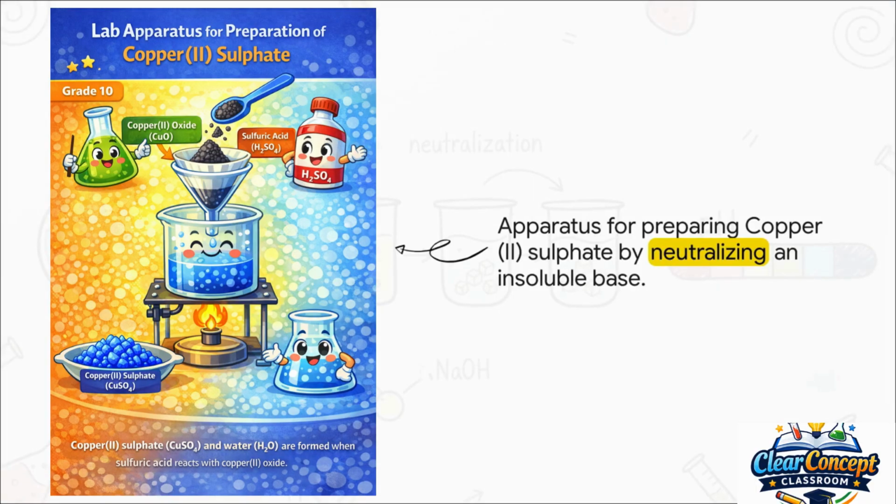This time, we're going to use our old friend, neutralization. We're going to react sulfuric acid with an insoluble base, copper(II) oxide. And because we aren't dealing with any crazy gases, look how much simpler the setup is. All we really need is a beaker for the reaction, a funnel to filter out the gunk, and an evaporating dish to grow our crystals.